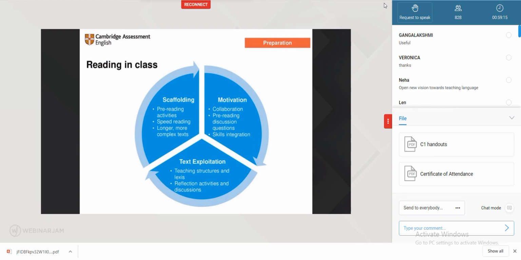Yeah. So there is a progression. And so motivation, collaborative work. I don't know if many of you are using Zoom. I think breakout rooms are a wonderful way to, in some ways, it has made a lot of our classroom activity easier. Having pre-reading discussions, skills integration, obviously, as we said throughout this. Yeah, using texts not only for reading, but also to extract structures, vocabulary, and for reflection activities.